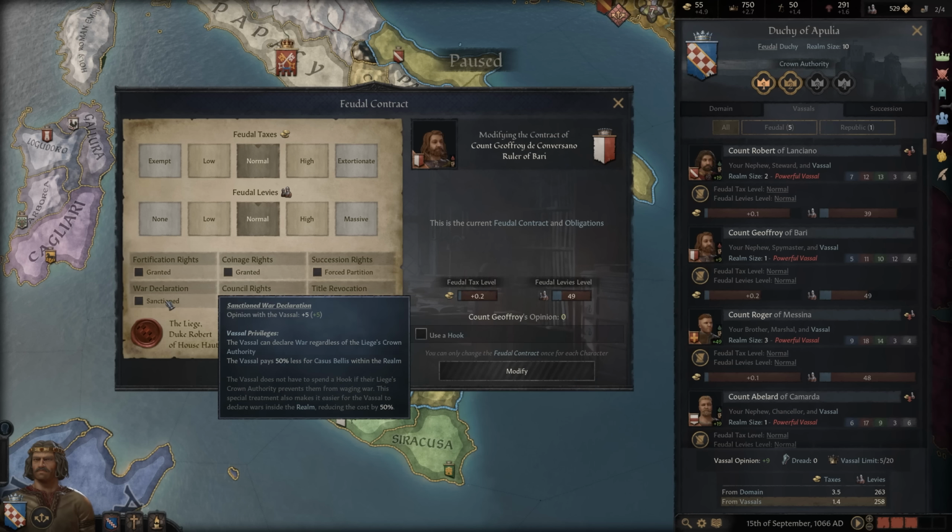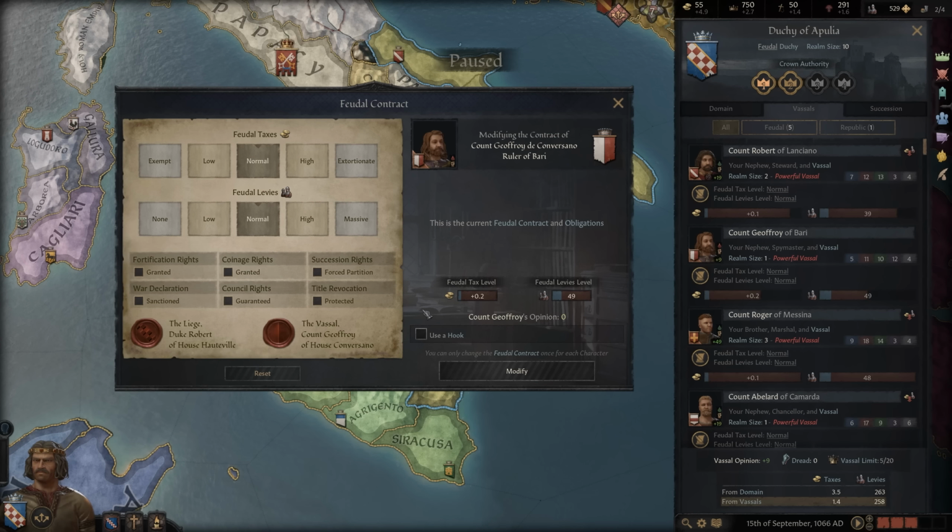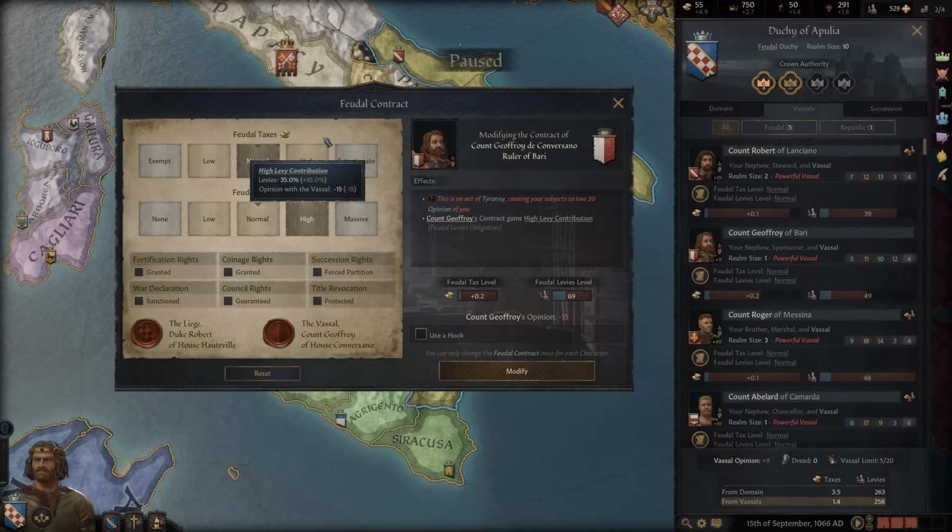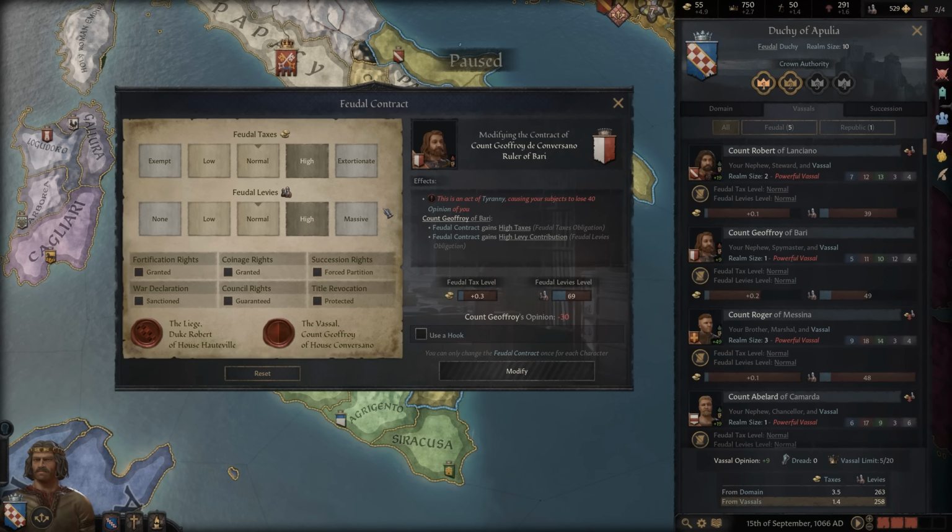War declaration allows the vassal himself to go and declare wars as he sees fit without having to basically ask the liege, more or less. So how you really manipulate this is by taking a look at the hook system, which the tutorial goes over. But let's say I want to increase the taxes and the levies on this vassal of mine, Count Joffrey. Well, it says that this is an act of tyranny and subjects are going to lose 40 opinion of you. And it's 20 opinion per tyrannical, quote unquote, decision in increasing one of their obligations.